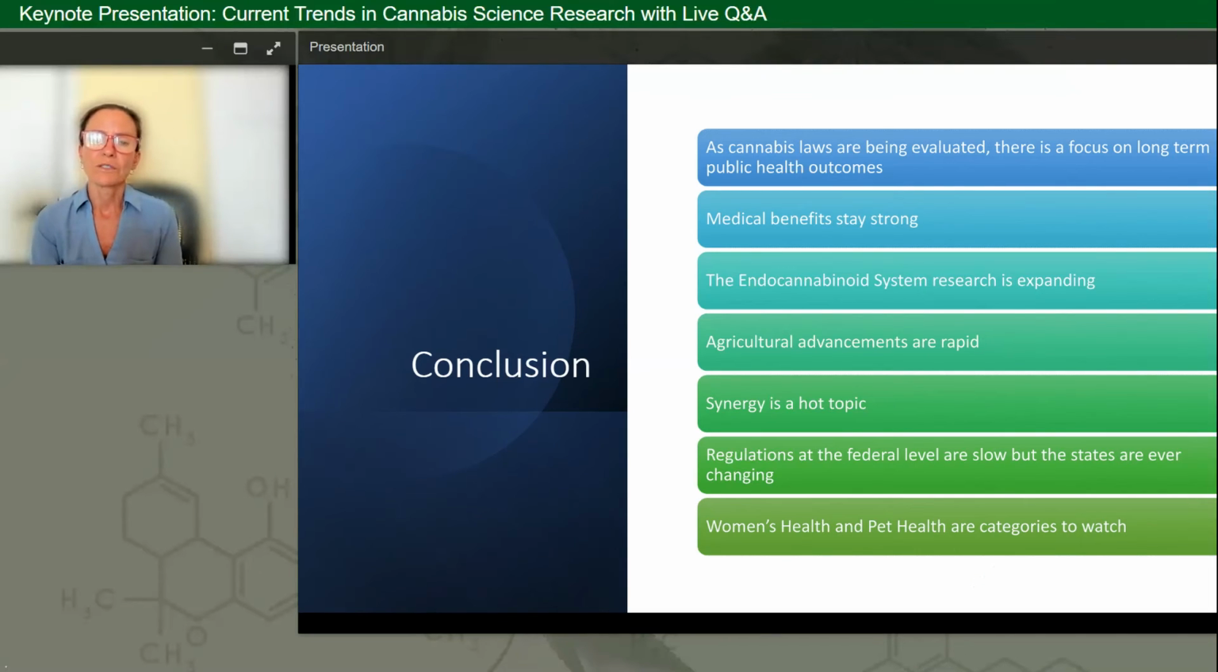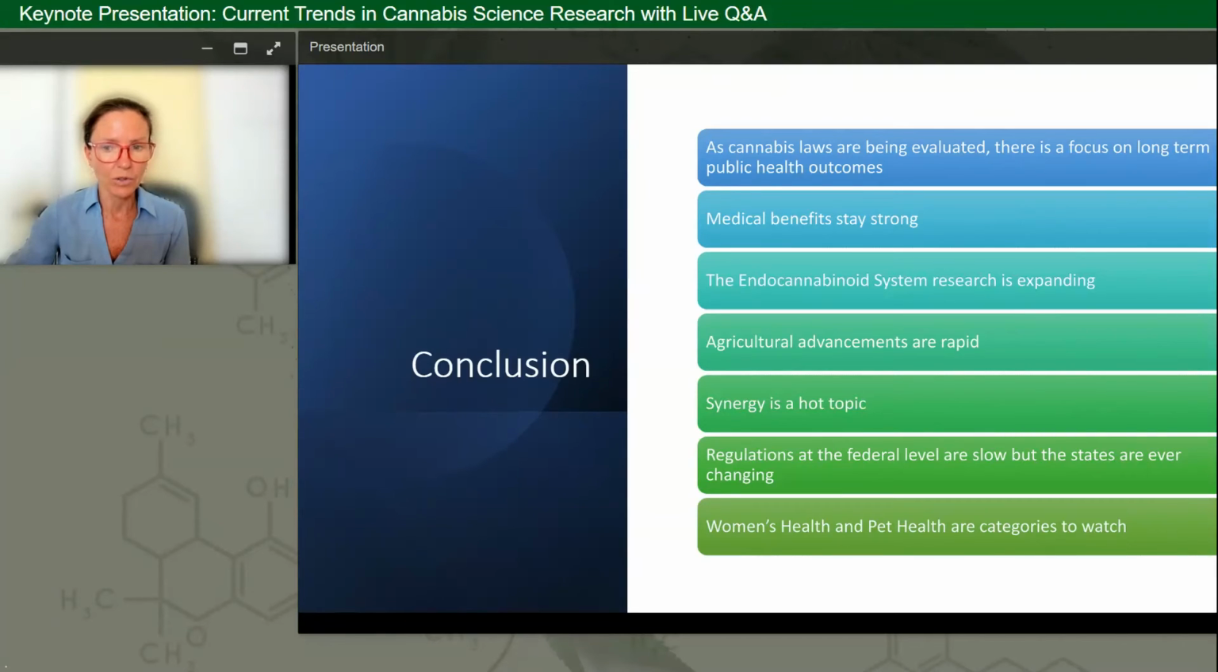So in conclusion, I just wanted to give a broad cover of what's going on and trending in the space as we look at cannabis laws and evaluate how to navigate this lack of regulation at the federal level, yet increasing regulation at the state level. There's a focus on long-term public health outcomes and a need for that. The medical benefits stay pretty strong to what we're used to seeing, except it's expanding into focusing on the endocannabinoid system, which is going to help drive targeted and personalized use of cannabis and cannabinoids moving forward.